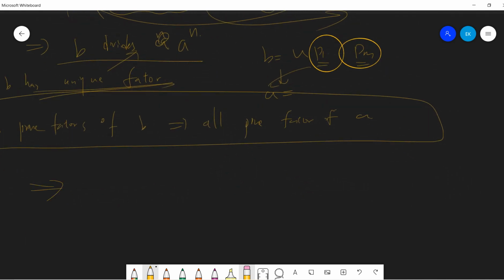So x, which equals a over b, belongs to A, since all the prime factors will cancel, except for a unit. So finally x belongs to A. So A is an integrally closed domain.